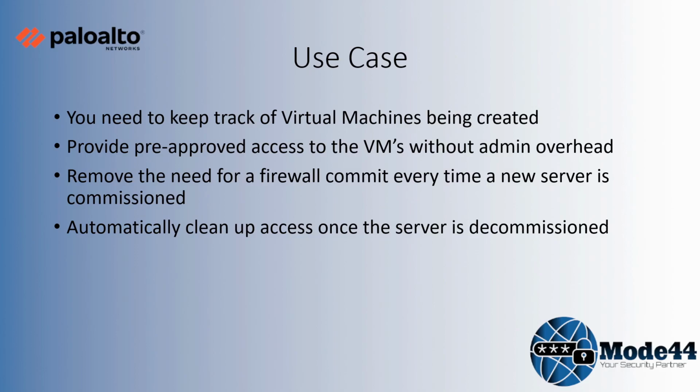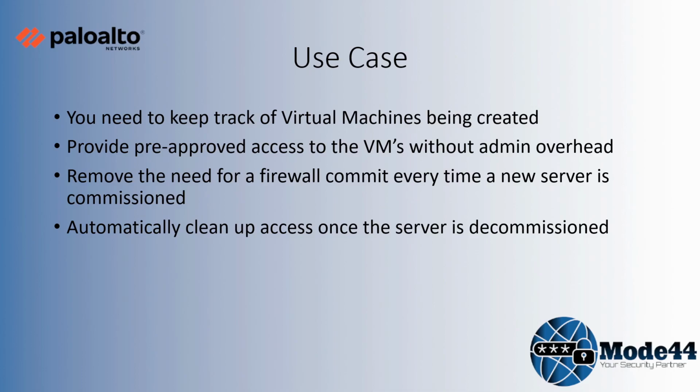Every time one's added, you can run through, pick up the VMs and add them to the rule without having to commit, and equally you can remove them once they've been decommissioned. So it removes the need for a firewall commit every time a new server is commissioned. So firewall rules don't have to be committed. This makes the process of developing machines and having machines being brought up, as long as they're still in that pre-approved bracket, easier, because you don't need a firewall rule every time. You just need to approve a firewall rule, and then the servers will get added to that group.